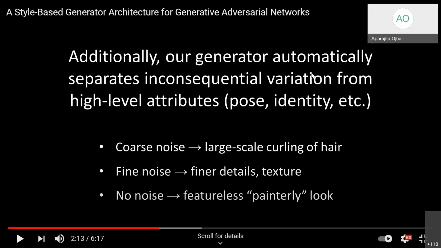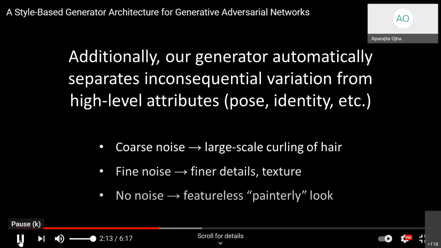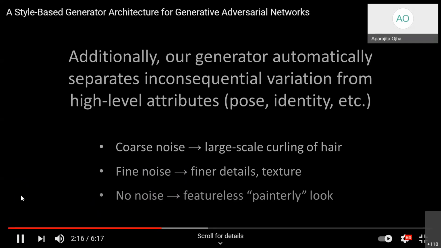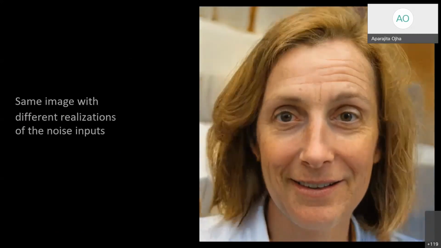Additionally, the generator automatically separates inconsequential variation from high-level attributes like pose, identity, etc. Coarse noise is large-scale curling of hair. Fine noise is finer details like texture. No noise gives a featureless, painterly look. All these things they also add in their StyleGANs. Now you can see different realizations, you can see the noise strength changing.